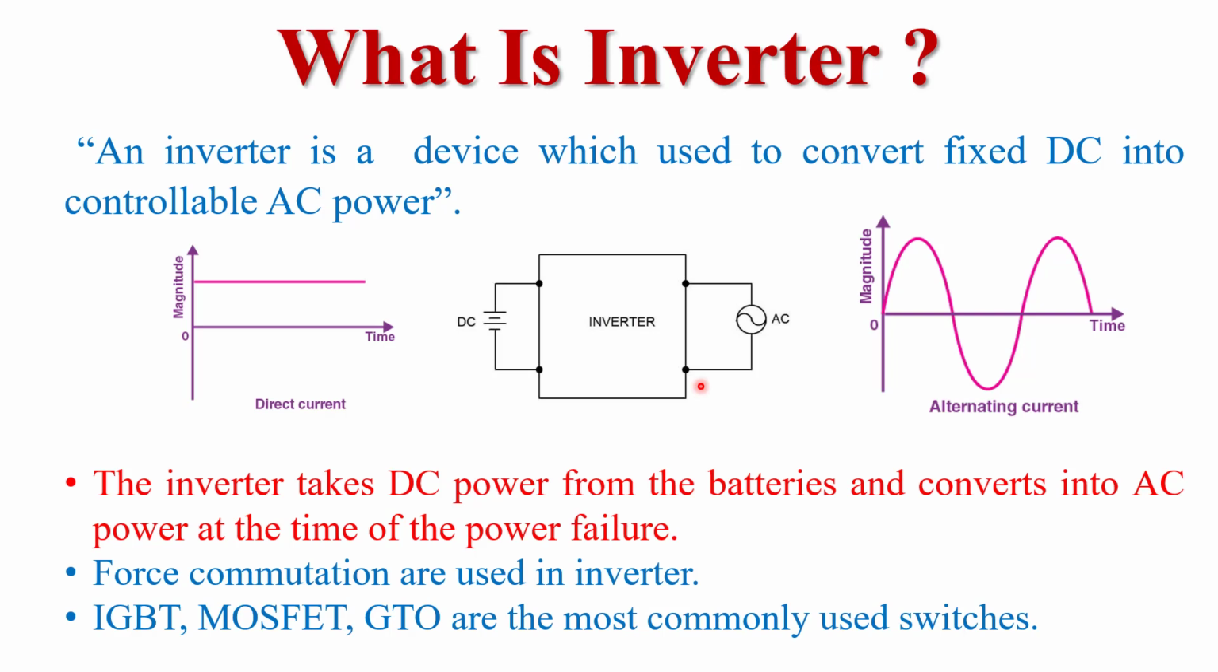Now this is the main application of the inverter, and we use inverters in industries also. That inverter is called a power inverter. Power inverters are basically used to convert bulk DC power into AC power. So that is called a power inverter.